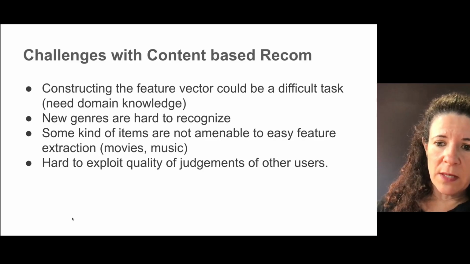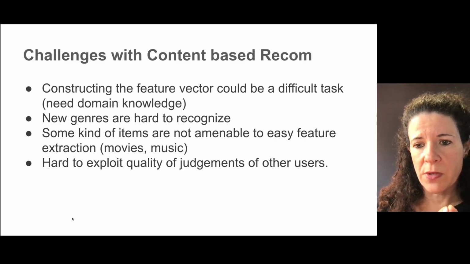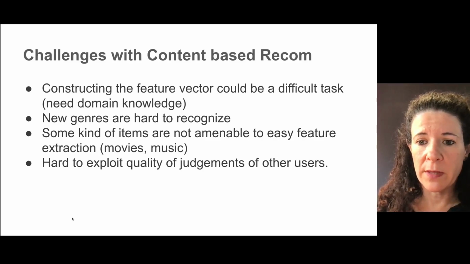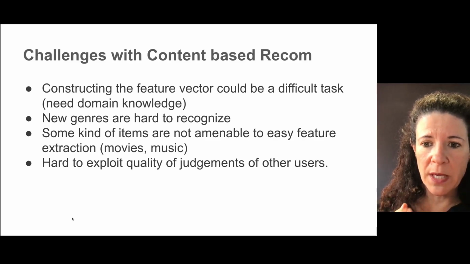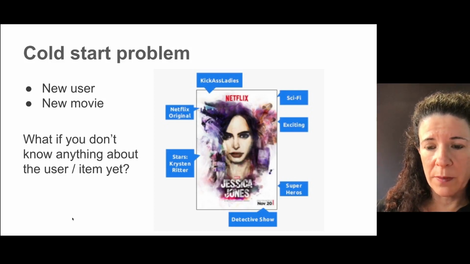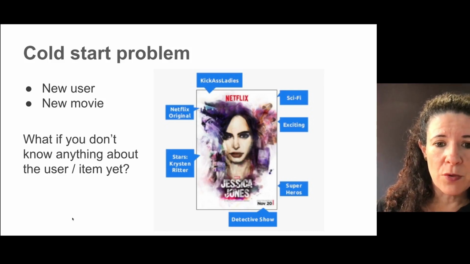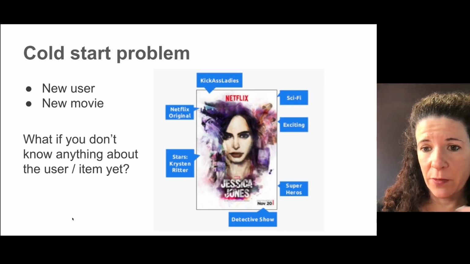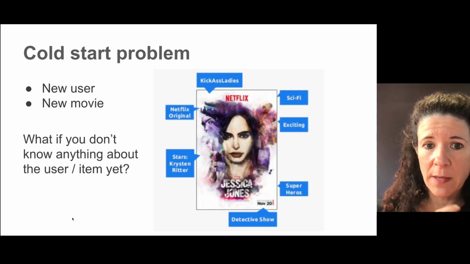At the end of the day, no one recommendation system is purely content-based or collaborative filtering. Most people try to build a hybrid system in which you do a combination of content-based and collaborative filtering. So let's talk for a second about the cold start problem. Every recommendation system is going to have this issue that you're going to have a new user or a new movie. What if you don't know anything about this user, or nobody has rated this item yet?